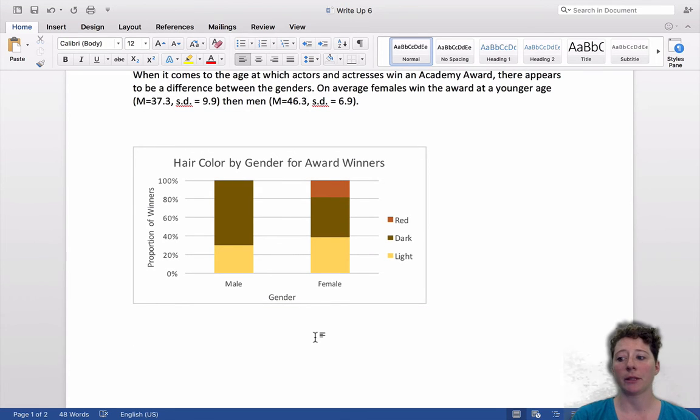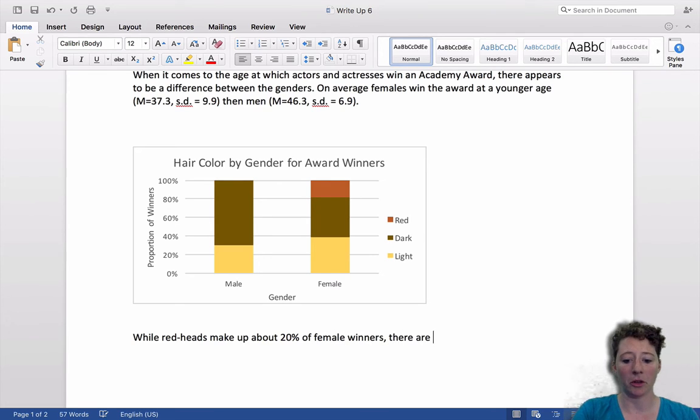So what do we notice about these frequencies? Are there any differences? The most obvious thing to note is that while redheads make up about 20% of the female winners, there are no male redheaded winners. So let's write a sentence about that. Redheads make up about 20% of female winners, there are no male redheads who have won.